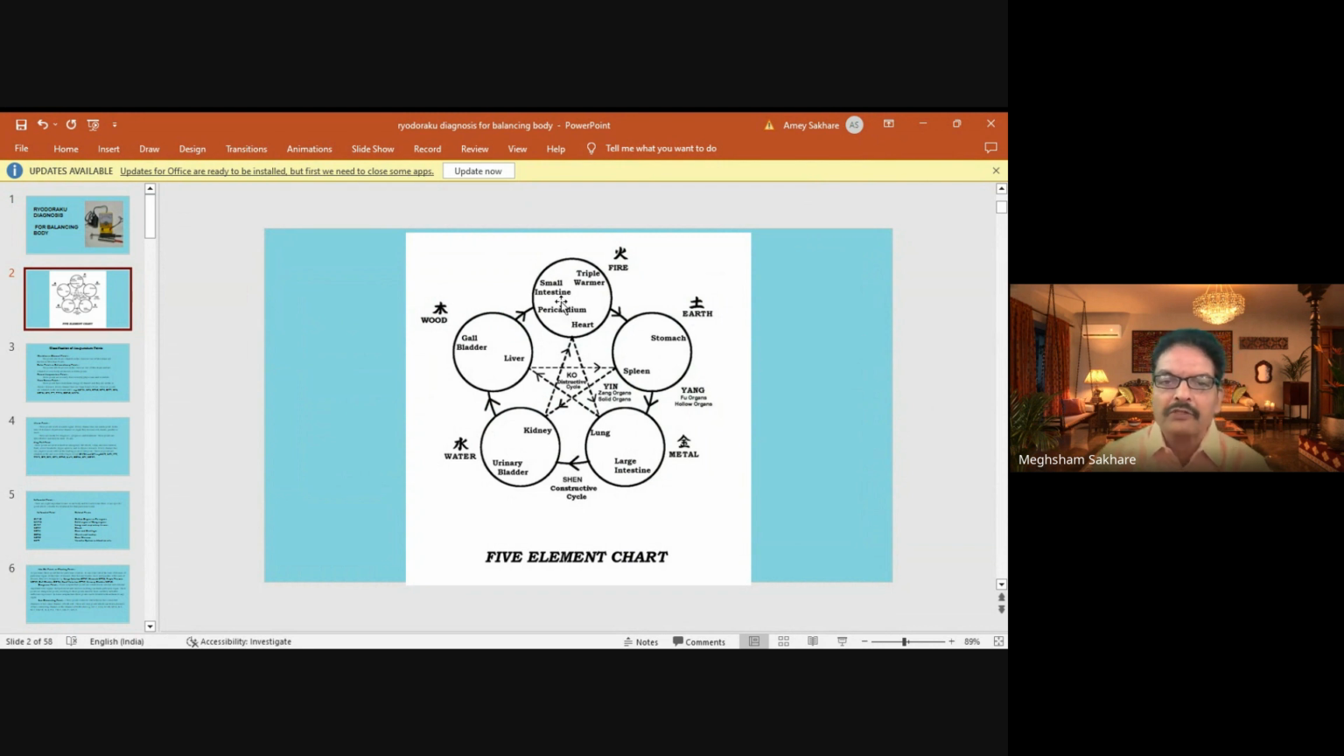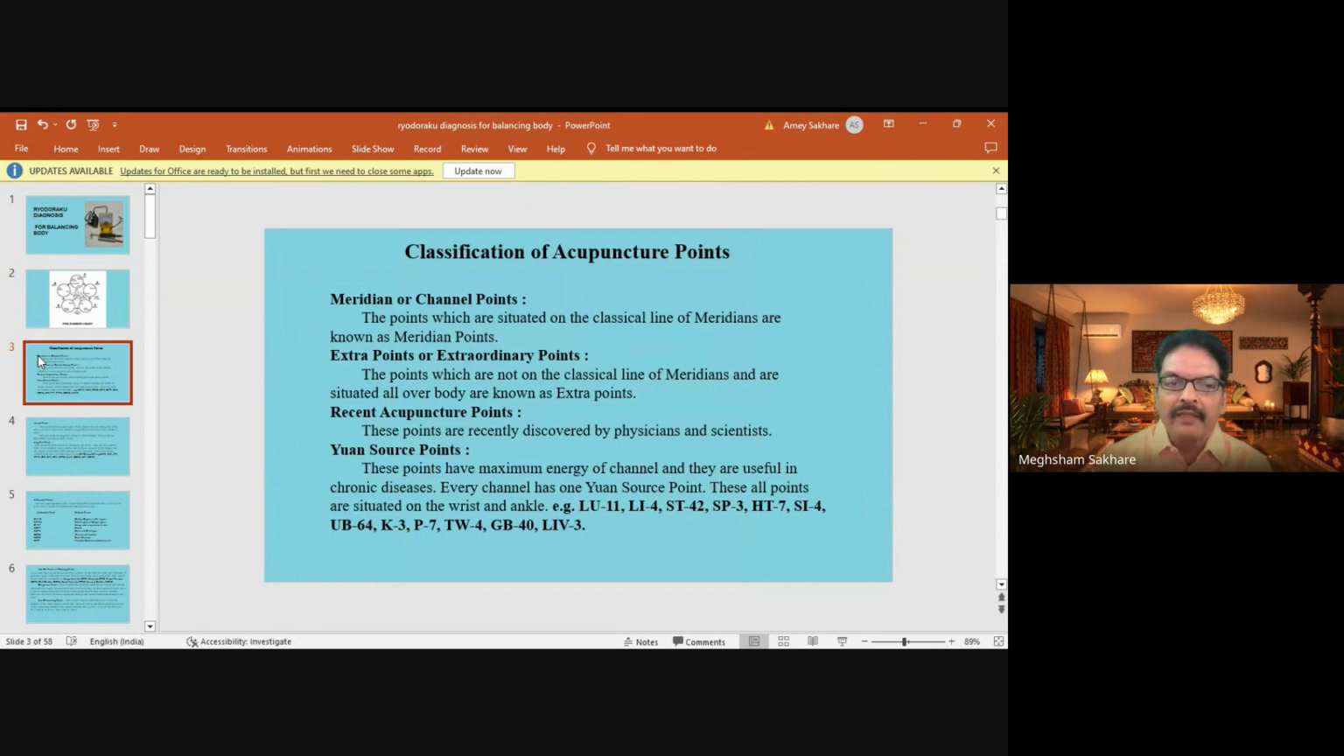Water also controls fire. Water extinguishes the fire. So if there is a small fire, water controls the fire. If there is a fire in the forest, it cannot control. So this type of destruction cycle and construction cycle all have certain limitations. We can treat with those points. After that, we can see the classification of acupuncture points.